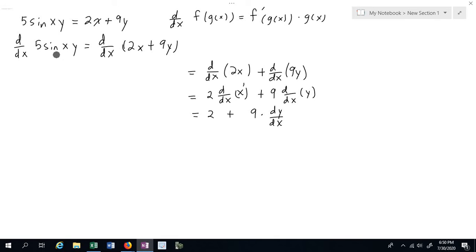Now, the left-hand side. Again, we can pull this 5 out front because that's a constant. So we get 5 times the derivative of sine of xy.